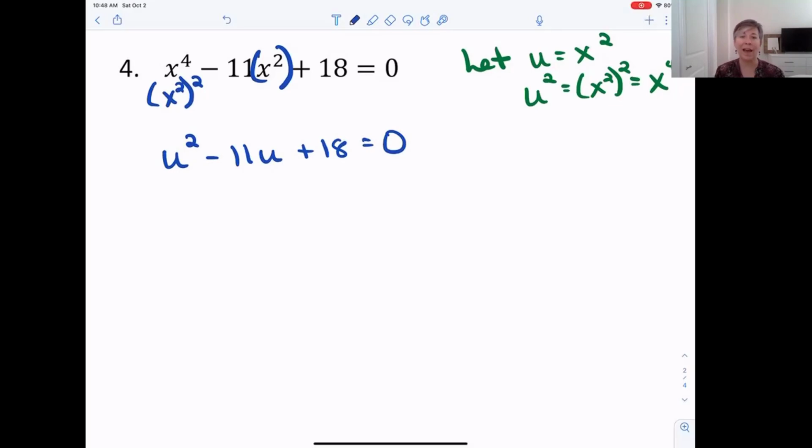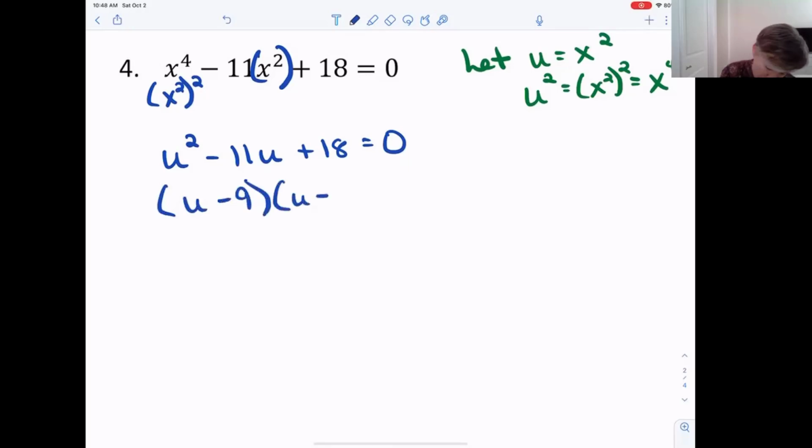Now we have rewritten it as a quadratic. So we can use factoring, the quadratic formula, completing the square, any of those methods that we've learned before. I'm going to look, are there factors of positive 18 that would add to a negative 11? Yes. So this would factor into u minus 9 times u minus 2. You can always multiply it out to double check. And when we solve that, that means we get u equals 9 and u equals 2.